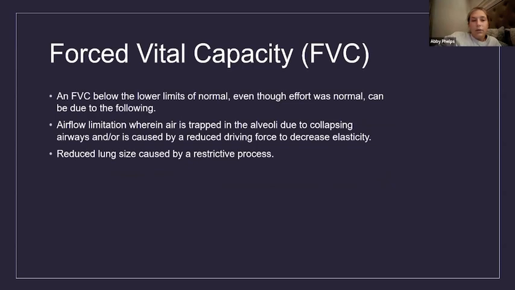An FVC below the lower limits of normal, even though the effort was normal, can be due to the following. It could be airflow limitation, where air is trapped in the alveoli due to collapsing airways, and/or caused by a reduced driving force due to decreased elasticity. And reduced lung size can be caused by a restrictive process.